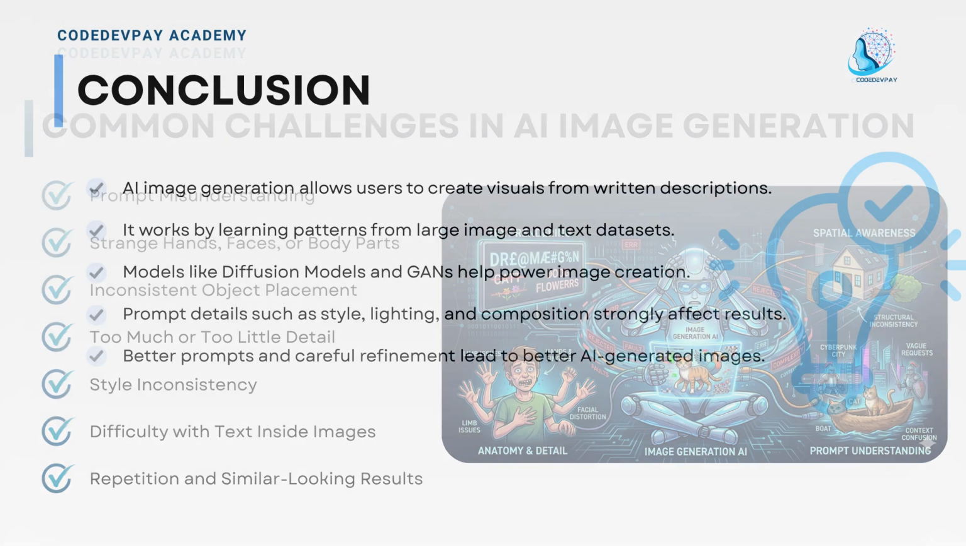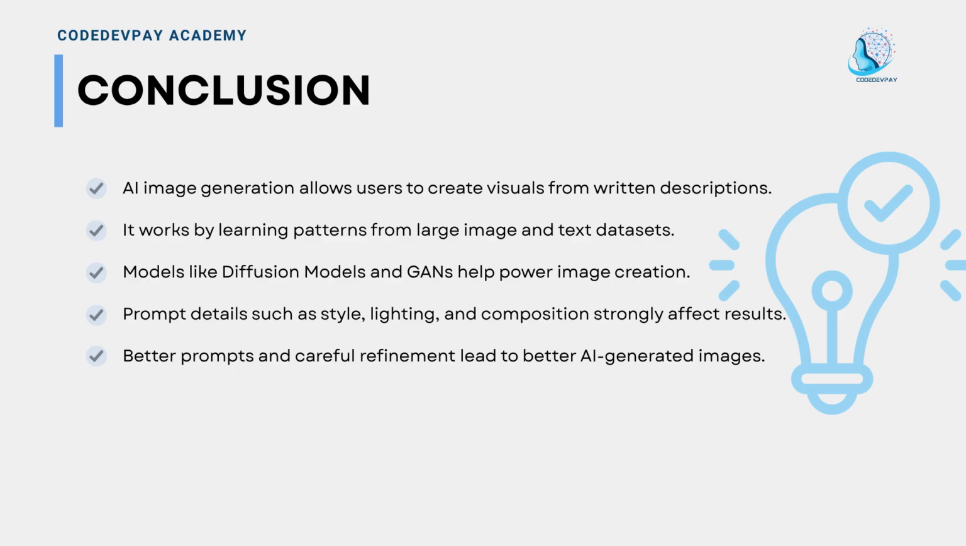So we've known that AI image generation allows users to create visuals from written descriptions. It works by learning patterns from large image datasets. Models like diffusion models and GANs help power image generation. Prompt details such as lighting and composition strongly affect results. Better prompts and careful refinements lead to better AI generated images.